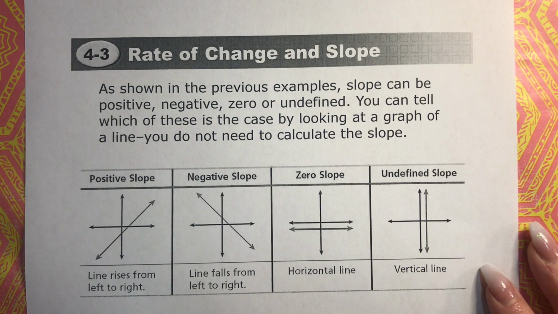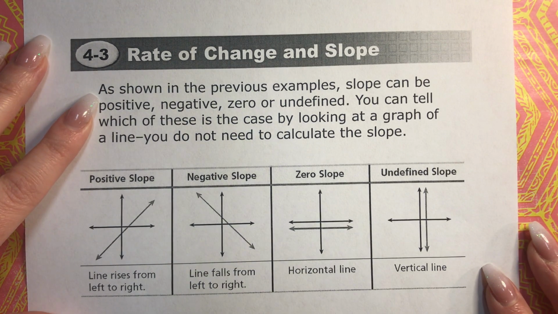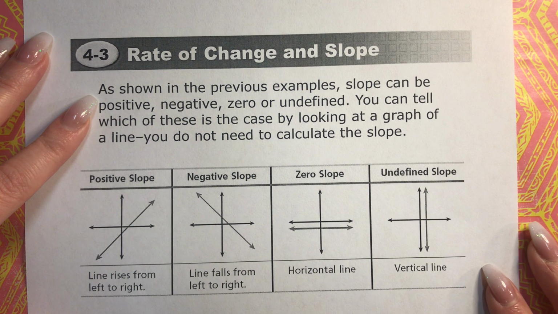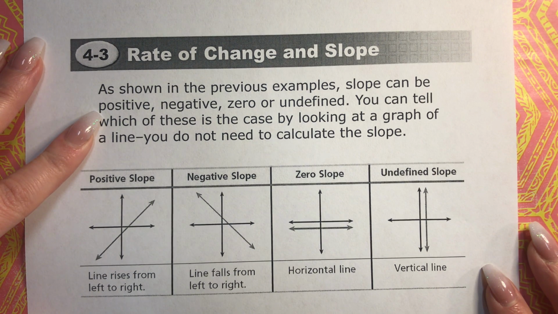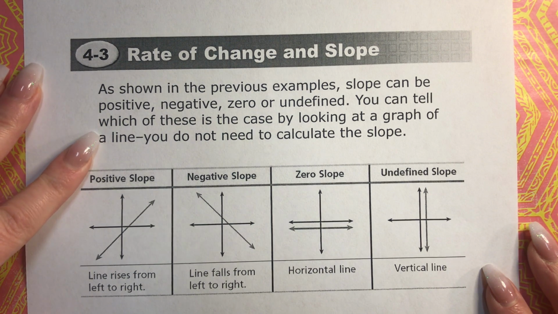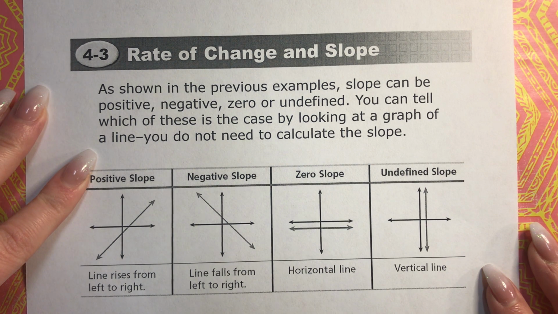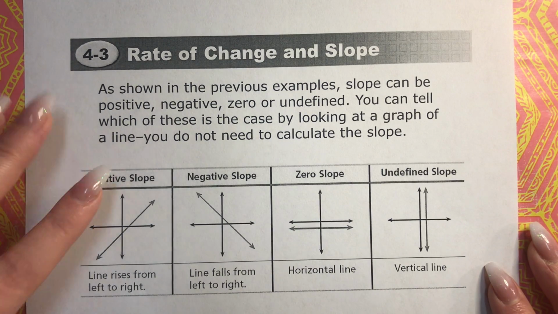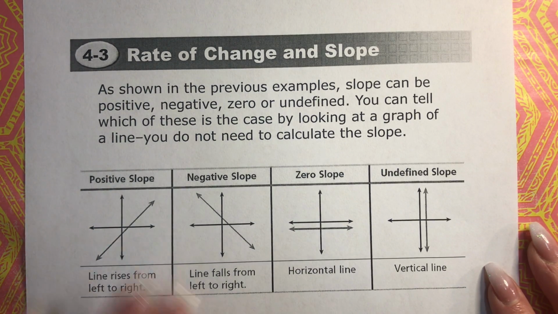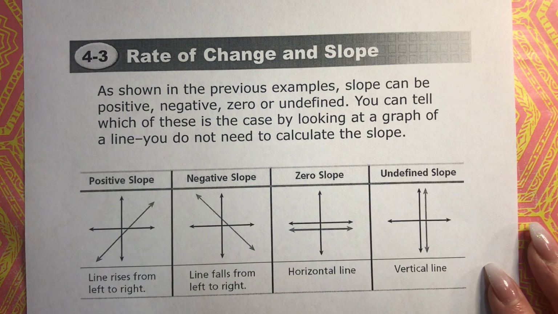So let's get started. As shown in the previous examples, slope can be positive, negative, 0, or undefined. You can tell which of these is the case by looking at a graph of a line. You don't need to calculate the slope. We're just going to look at these graphs and the patterns.